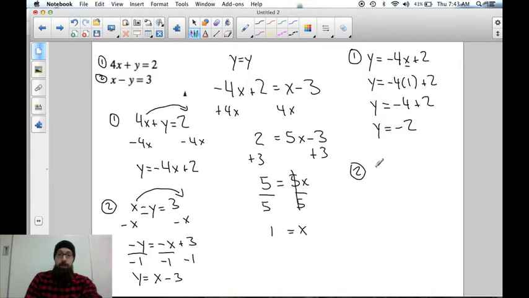Now we want to make sure that we've done it correctly, so we're going to do the same thing where we have y equals x minus 3, because that was our other equation, and we said that x was equal to 1, 1 minus 3. 1 minus 3 is equal to negative 2. Are they both the same? Yes, so we can say the answer to our system is 1, negative 2.